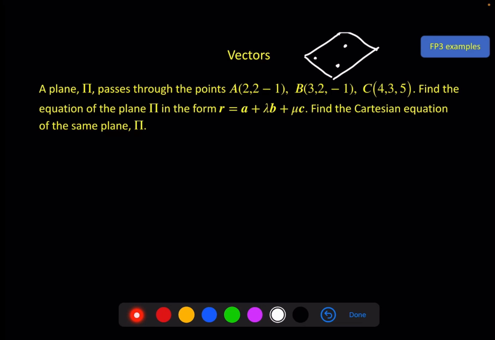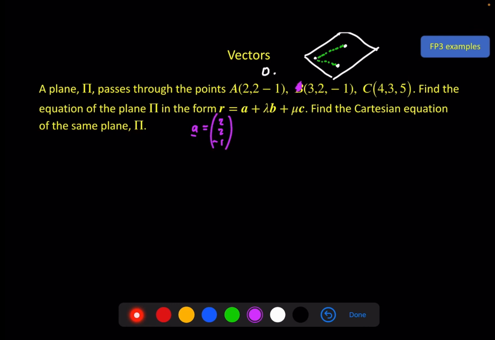We can use any one of them to get us from the origin to the plane. I'll use a just to keep the notation the same. And then we need two vectors inside the plane. So from a to b, let's say, and from a to c. It doesn't need to be these two, but these are the two I'm going to use. So we've got a, 2, 2, minus 1.